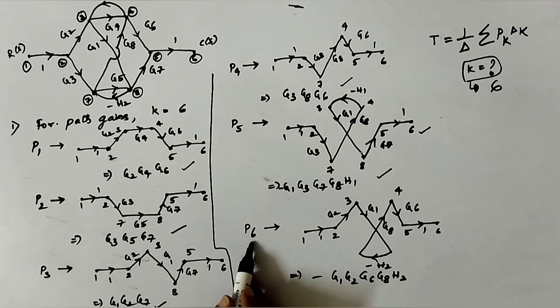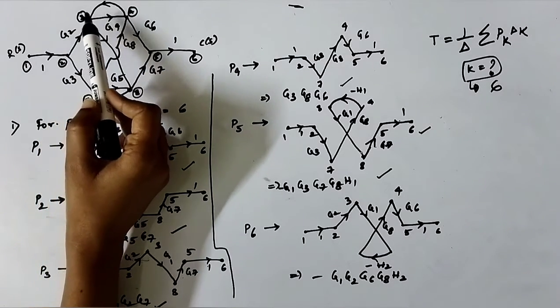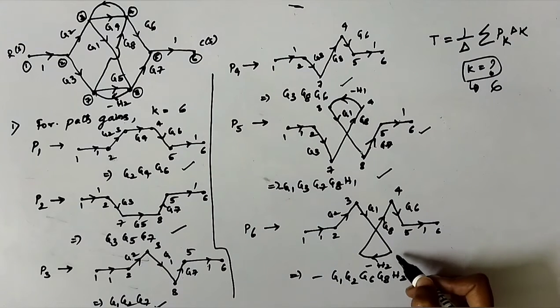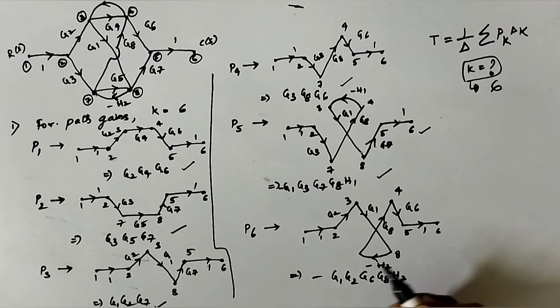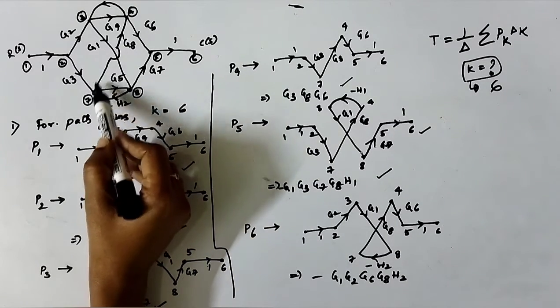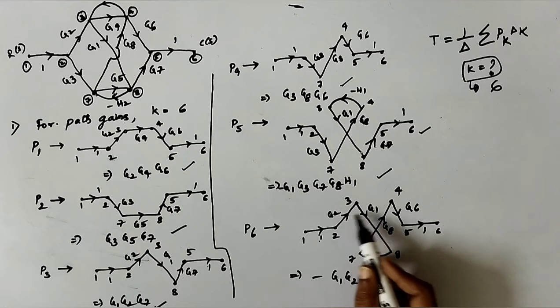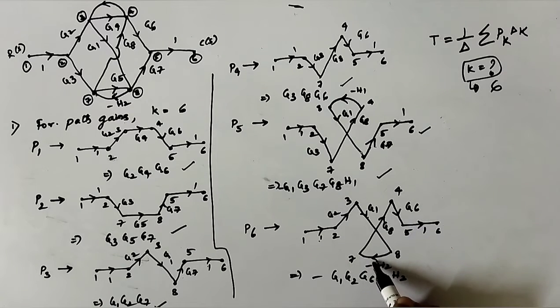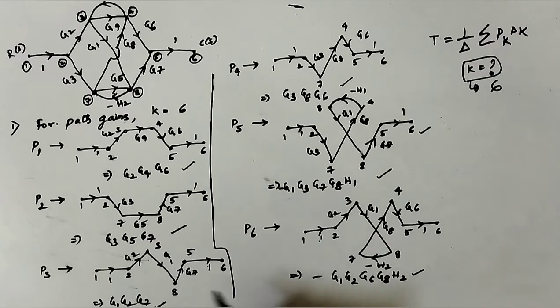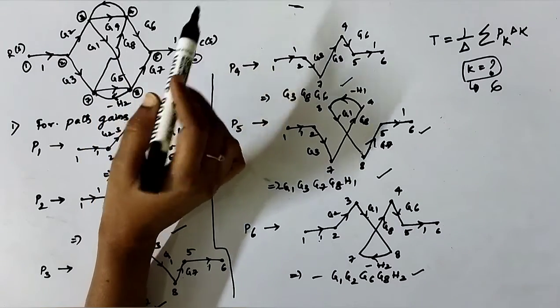The next path is P6: 1 to 2, 2 to 3 and 3 to 8, then 8 to 7, 7 back to 4, 4 to 5 and 5 to 6. So 1 into G2 into G1 into G8 into minus H2 into G6 into 1. That will give us this one. So how do we know the count of these paths? That is simply by trial and error. You have to cross check all the ways so that you can find out the number of forward paths.